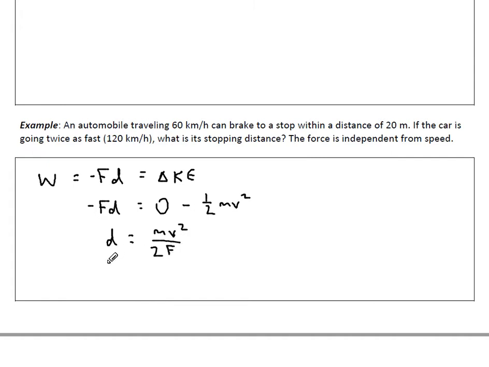You can see that what we're trying to relate is d and v. So d is proportional to v squared. If v were to double, d has to be 4 times greater. So we need 4 times the stopping distance.